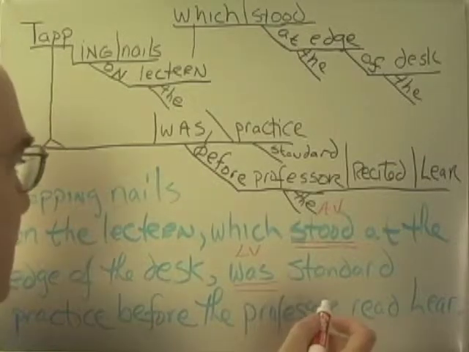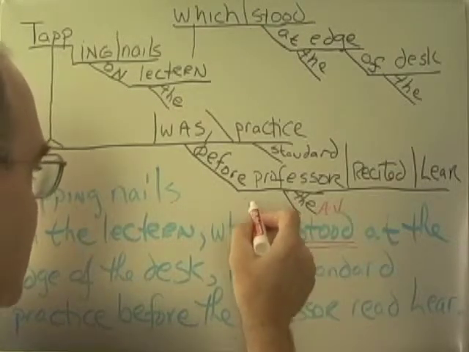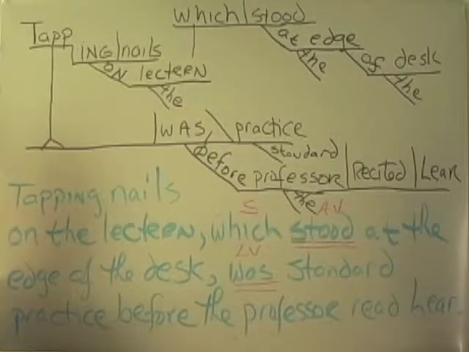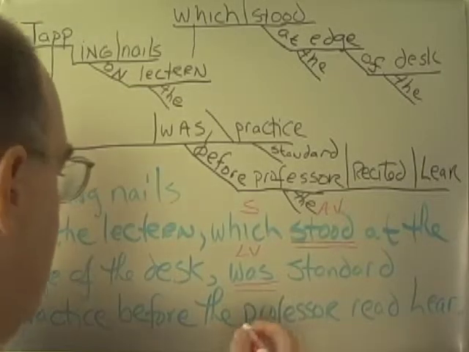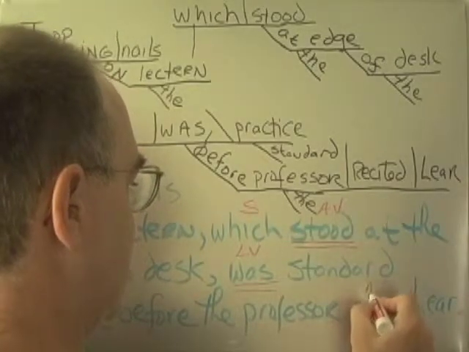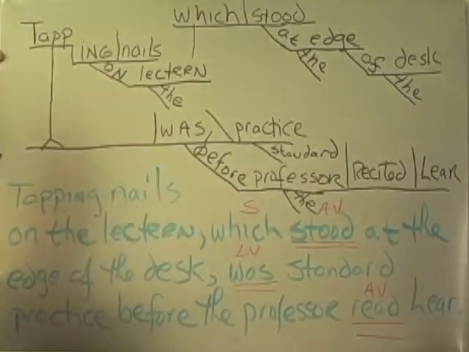The subject for this verb happens to be this relative pronoun, which. There's one subject, and then the subject of was is going to be a bit more complicated, so I'll wait on that. There is another verb here, the professor read Lear. Read, to read, that's an action verb. The professor, there's your subject. So there's the simple markup.